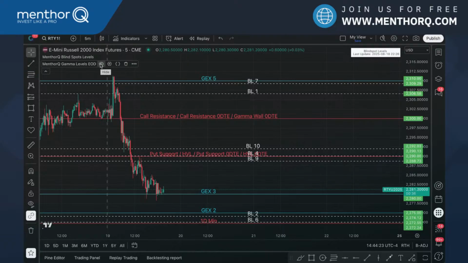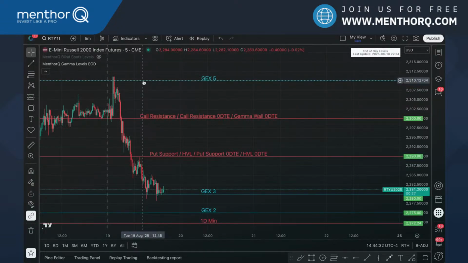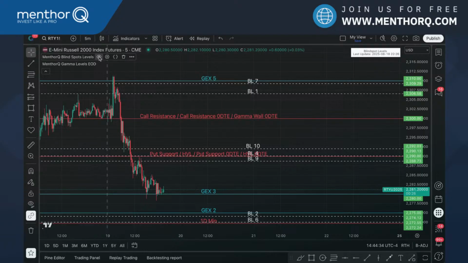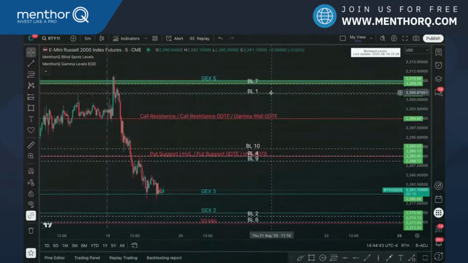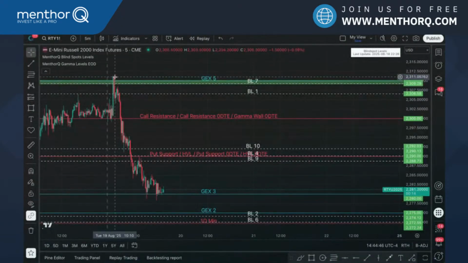a strong reaction. So for example, here is a good example where, let's say that we only use gamma levels, we see our JAX 5, maybe you think JAX 5 is not as important, but then you had our blind spots level, and then suddenly you see that these JAX 5 areas also align with the important blind spot level, and you have BL1 there as well. So as you can see, the price doesn't make it through and then gets rejected right there. So very, very important to use it as confluence.